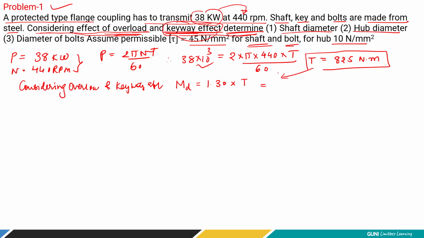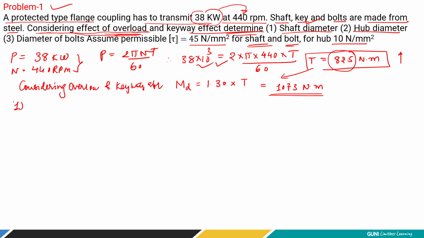So the answer is 1073 Newton meter. Now why have we not taken 825? This torque value comes from the power equation, right? But in the numerical we have stated a situation, you have to consider the keyway effect and overload. So hence we are going to consider a torque of 30% higher value. A higher value of torque will give you higher dimensions, right? Which will take care of the keyway effect, right? So this is the value of torque that we have to use for finding the various dimensions, shaft dimensions, hub dimensions and bolt dimensions, right?